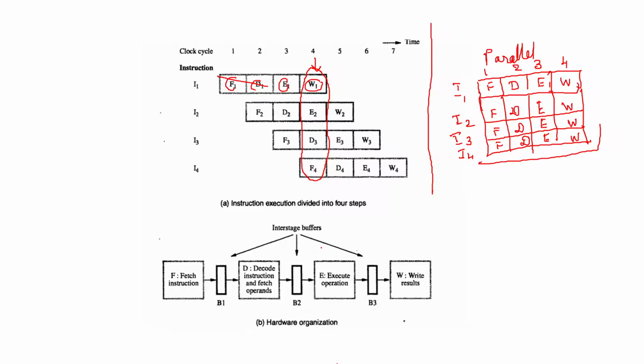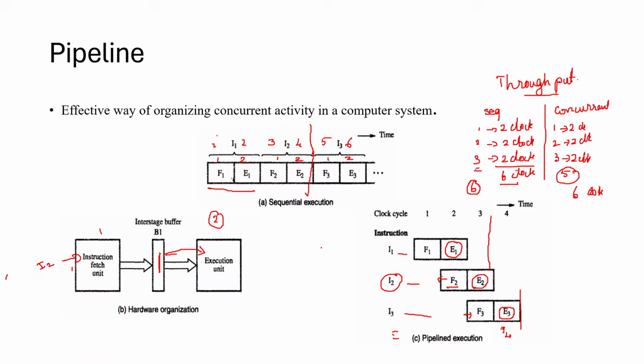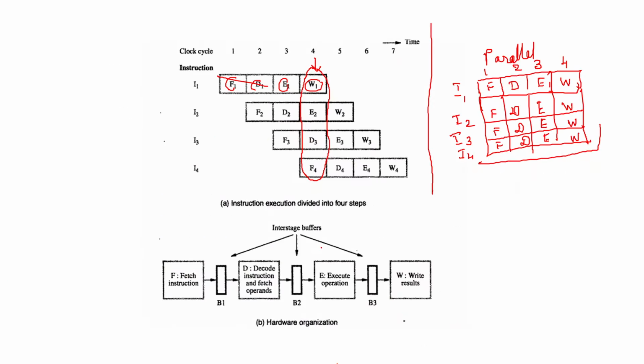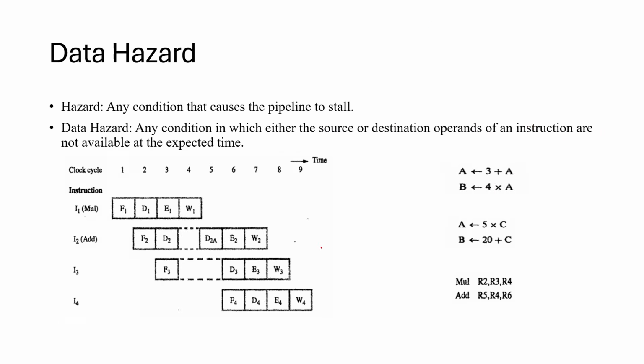This is for 4-phase instruction execution. The previous one was a simple 2-phase, where each instruction is divided into 2 phases. Here each instruction has been divided into 4 phases. Okay, that's all about pipelining. Now you might have clearly understood what is sequential execution, what is concurrent execution, what is parallel execution. All three are different. Okay, next we see hazards.